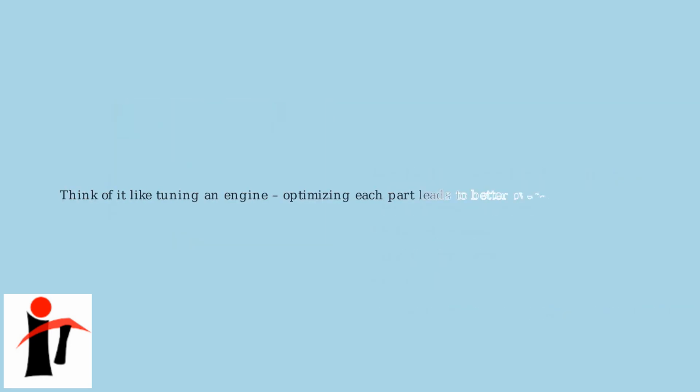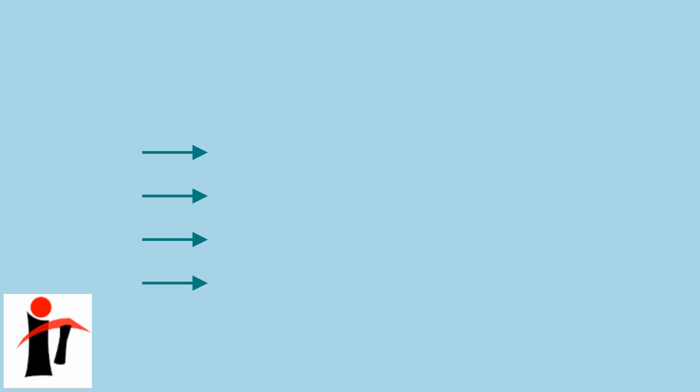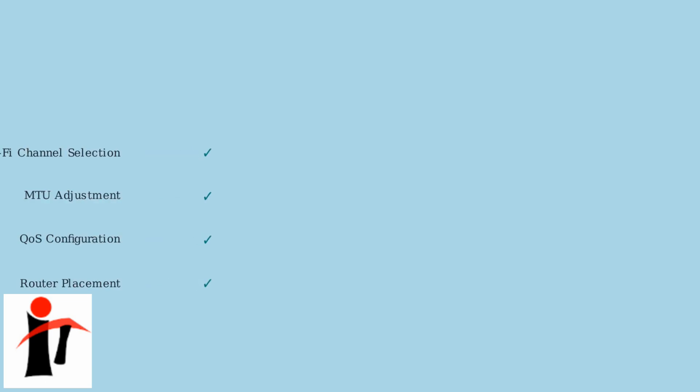Think of it like tuning an engine. Optimizing each part leads to better overall performance. We'll explore how recent developments like Wi-Fi 6E and AI-driven optimization tools are shaping the future of Spectrum routers and highlight practical steps you can take today to improve your internet experience.